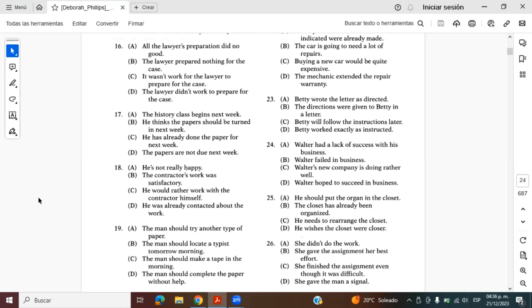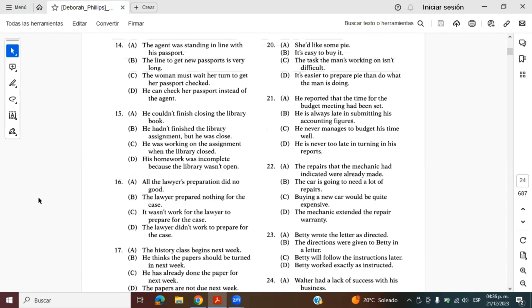Number 20. I can't get this television set connected to the cable. Oh, it's as easy as pie. What does the woman mean?